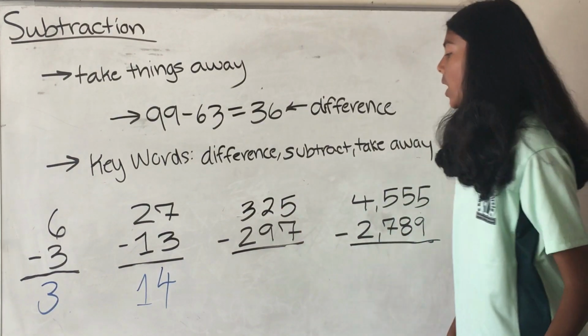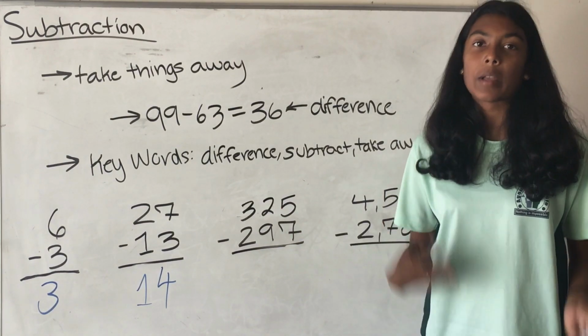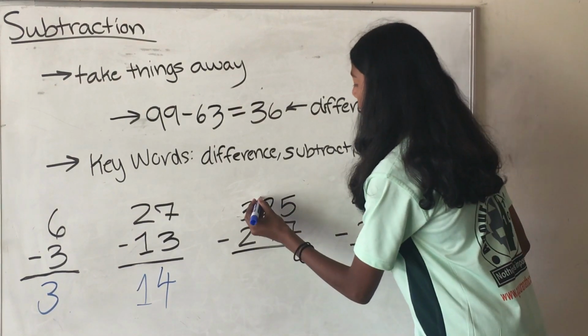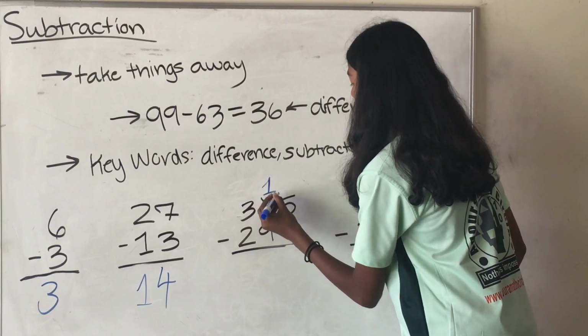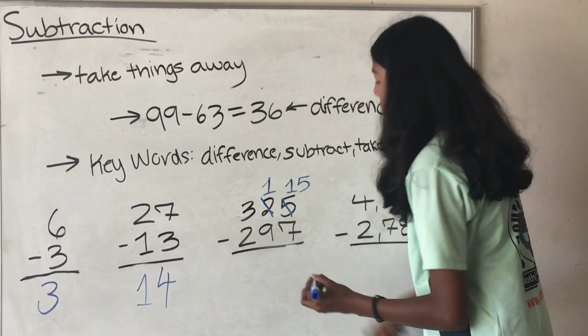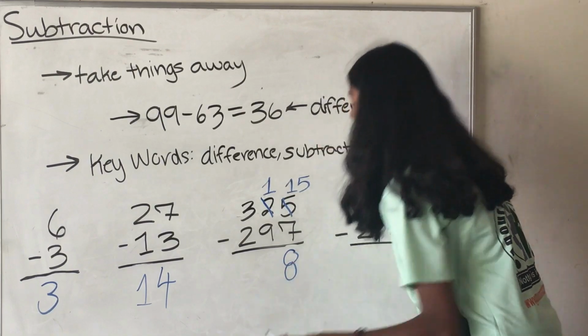5 minus 7. I'm pretty sure we can't do 5 minus 7 because 5 is less than 7. So instead we're going to carry the 1. And to do that, we're going to cross out this 2, make it a 1, and this 5 is going to become a 15. So 15 minus 7 is 8. So that worked out good.